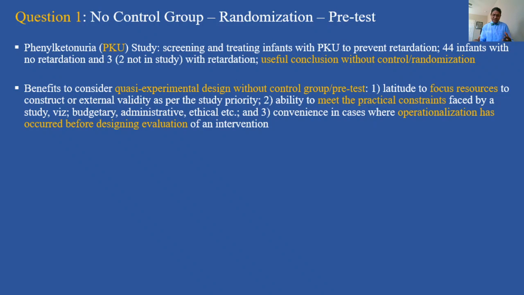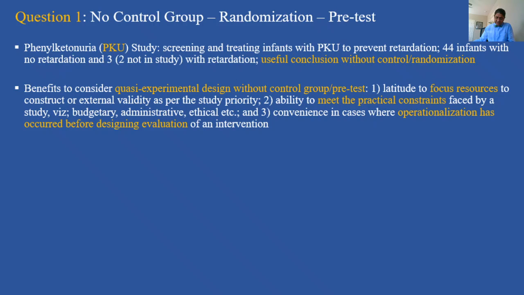So studies have different focus. Some have construct validity as the focus. Some have external validity generalization as the focus. So having this flexibility of not having a control group or pretest can give you the focus of having very specific resource allocations.